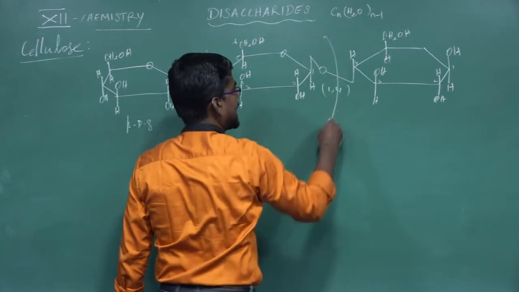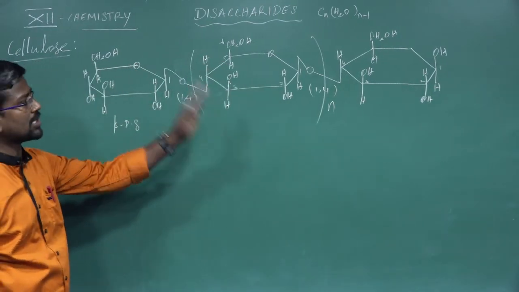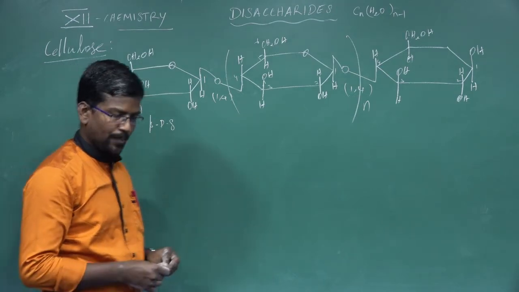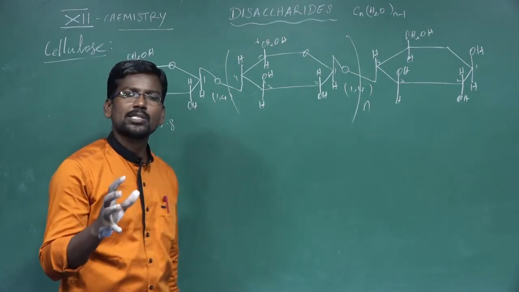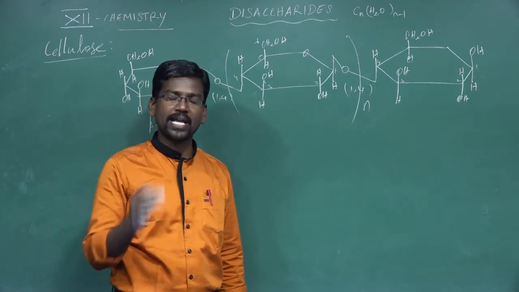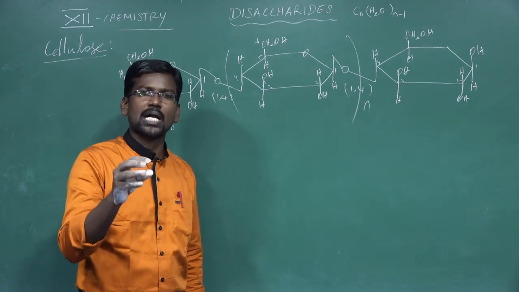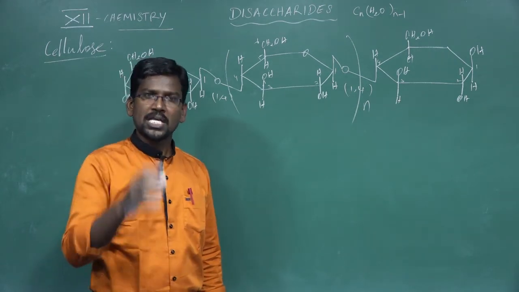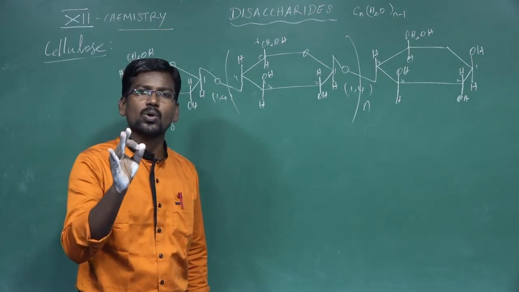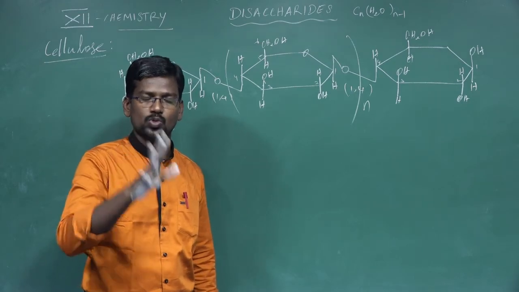In this linkage, n moles are there, nearly equal to 20,000 moles. It is the structure of cellulose. So what is the purpose of cellulose? Cellulose is a major constituent of the plant cell wall. Cotton contains pure cellulose. Cellulose on hydrolysis produces beta D glucose. So cellulose is a polysaccharide of beta D glucose.